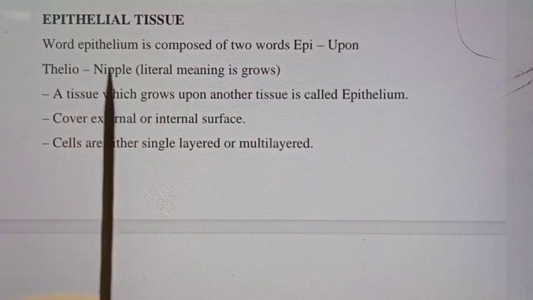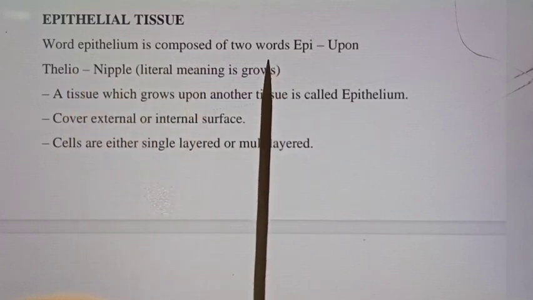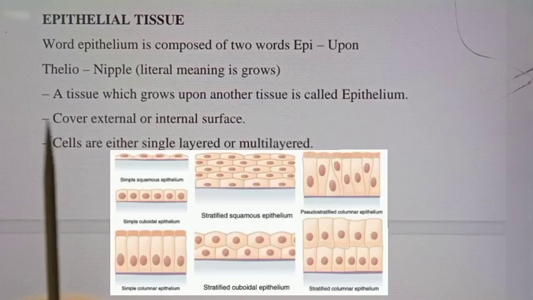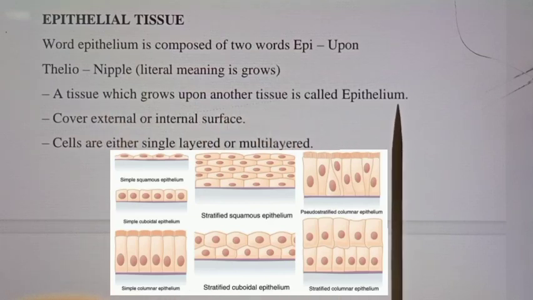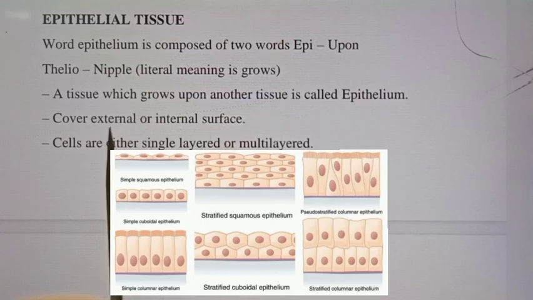Epithelial tissue. The word epithelium is composed of 2 words. Epi means upon, thelio means nipple. The literal meaning is grows. A tissue which grows upon the other tissue is called epithelium. Epithelium is also known as epithelial tissue, which covers the external or internal surfaces. Cells are either single layer or multi-layered. In epithelial tissue, the layer may be single layer or it can be multi-layered.